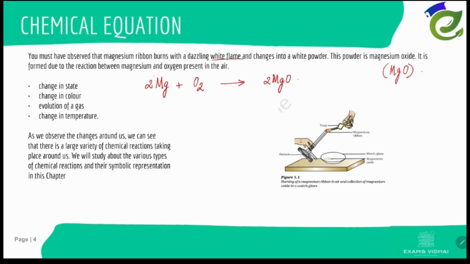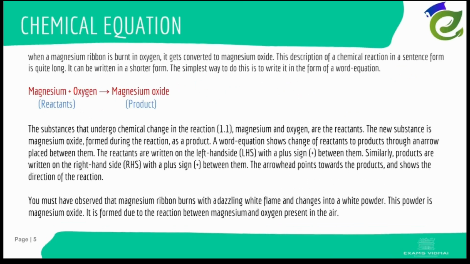What are the signs that are associated with a chemical reaction? We'll see a change in state, like gas to solid, and we'll see a change in color. In future reactions, we'll discuss change in color, evolution of gases in a few reactions, and change in temperature. As we observe the changes around us, we can see that there is a large variety of chemical reactions taking place around us. We'll study about the various types of chemical reactions and their symbolic representation in this chapter.